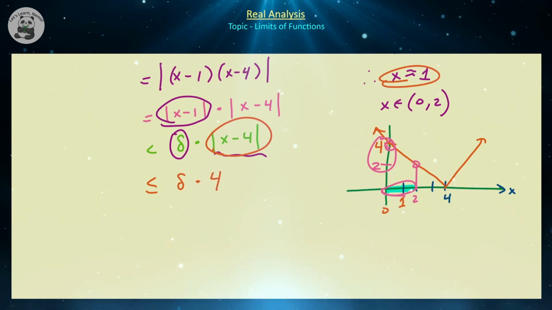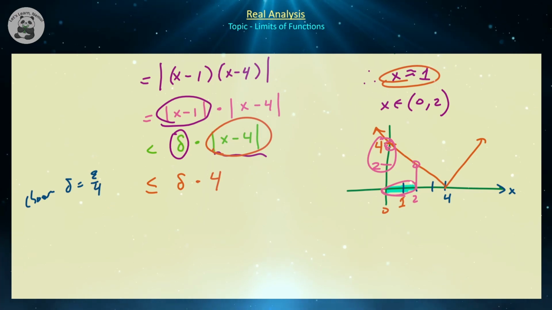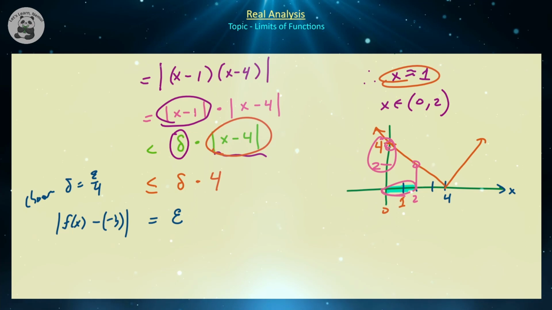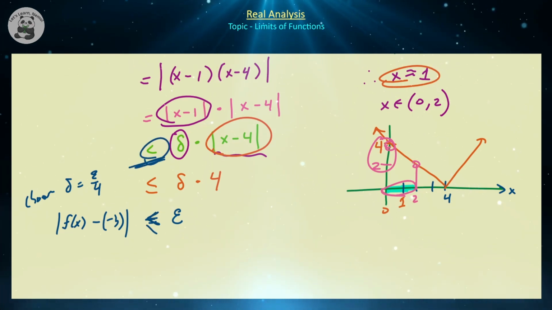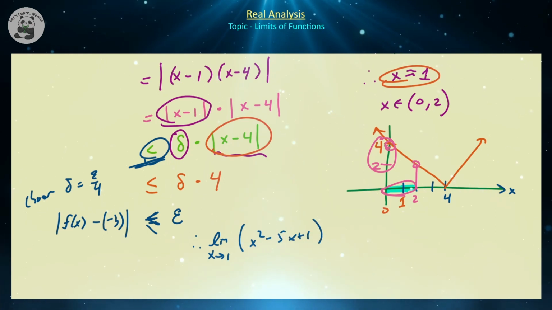Now it's very obvious which delta we're going to choose. We can choose our delta to be equal to epsilon over 4, and that's going to give us that this is equal to epsilon. So the absolute value of f of x minus 3 is strictly less than epsilon, since we have our strictly less than there, and therefore we have completed the proof that the limit as x approaches 1 of x squared minus 5x plus 1 is equal to minus 3, using the delta epsilon definition of limits of functions.